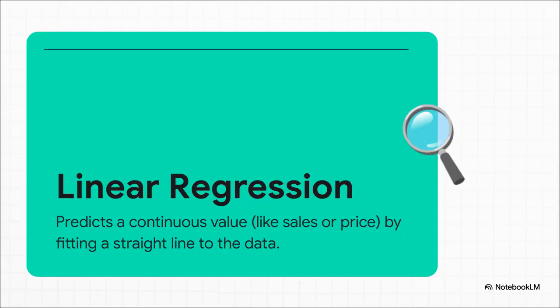But sometimes it's not enough to just say, yep, they're related. We want to know how they're related. So if you're trying to predict a continuous number, like say a house price based on its size, or what your sales are going to be next quarter based on your ad budget, the tool you're going to reach for is linear regression. Its whole job is to find the best possible straight line that cuts through your data to help you make those predictions.